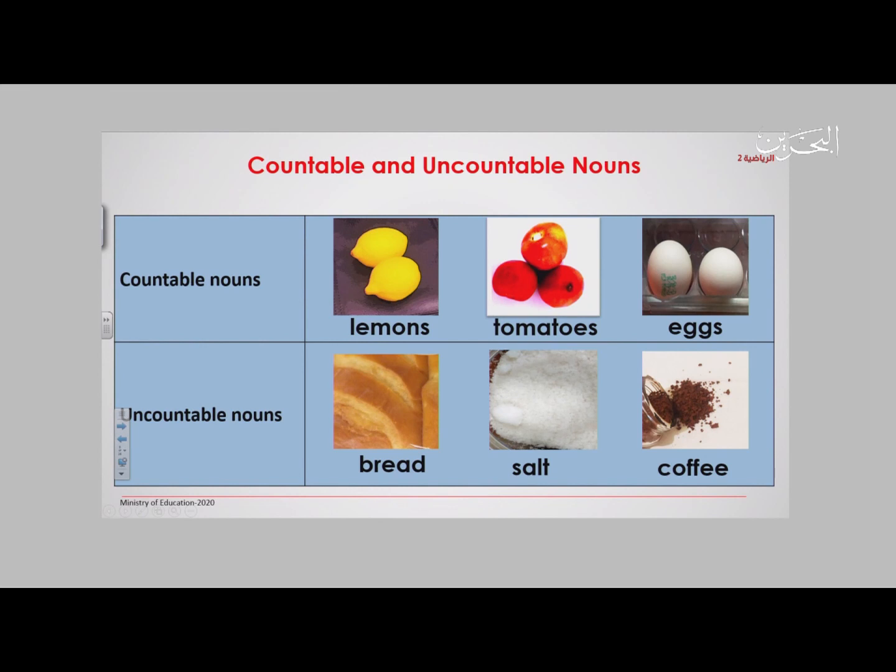Let's go to the second group. Uncountable nouns, which are bread, salt, coffee. We cannot count these nouns.